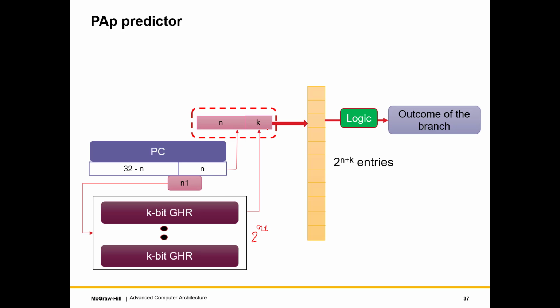So what we do is we concatenate them. Concatenating them means that for a given PC, we have 2 raised to the power k entries in the pattern history table, right? And so we can capture different kinds of global history patterns. For different kinds of global history patterns, we can store different saturating counters. So the PAP predictor is clearly the largest of all 4, and it is also the most expressive predictor.